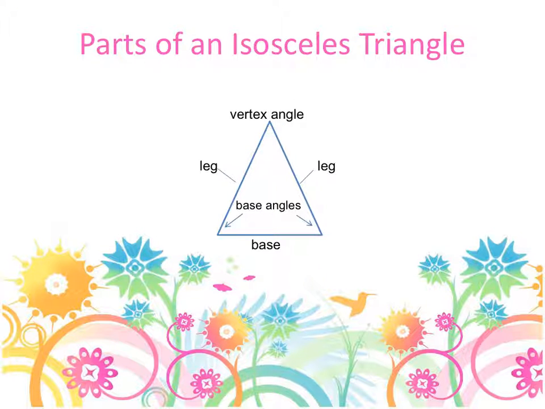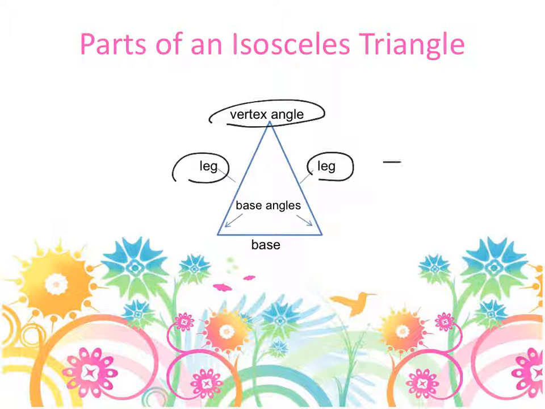Okay, so this first slide is the vocab. You need to know the parts of an isosceles triangle, so the vocabulary is going to be important to you. The first thing we're going to see here is the vertex angle. This vertex angle is where the two legs meet. And then we have the two sides of the triangle, called the legs. Both of these legs in an isosceles triangle are going to be the congruent sides.